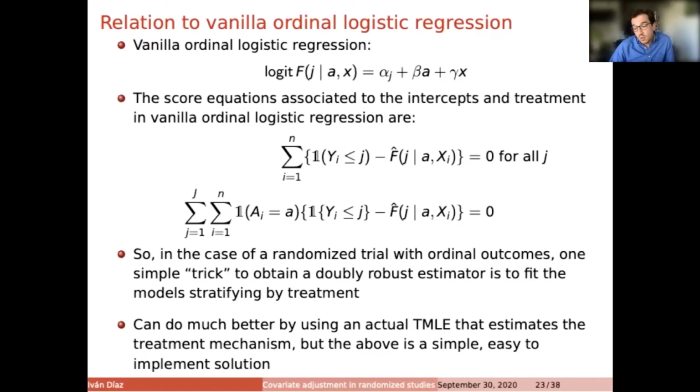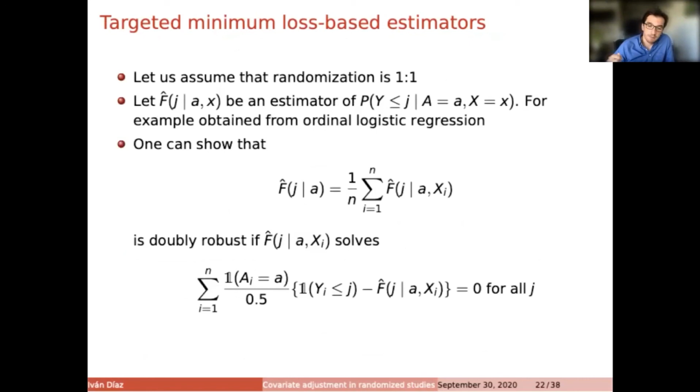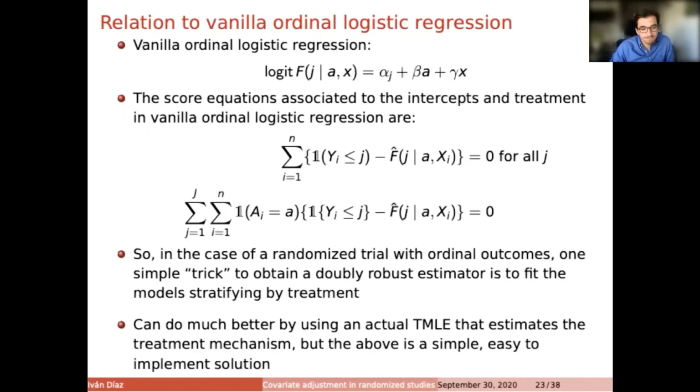Now, if you want to, you can actually show that you can do much better by fitting the treatment mechanism, as I explained before, rather than plugging in the 0.5 in the clever covariate. So what this would entail is actually you have to go now and fit a proper TMLE to this problem instead of just fitting two separate ordinal logistic regressions. But of course, this stratification approach is one step much better than just fitting a vanilla ordinal logistic regression.